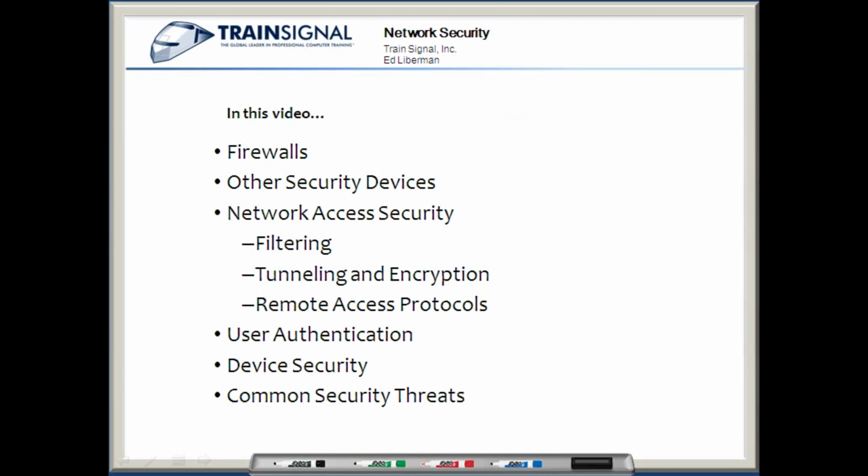In this video, we're going to start off by talking about all the different types of firewalls that you can use to help protect your network. Then we'll take a look at some of the other security devices and other security means that we can use to help keep our network secure.